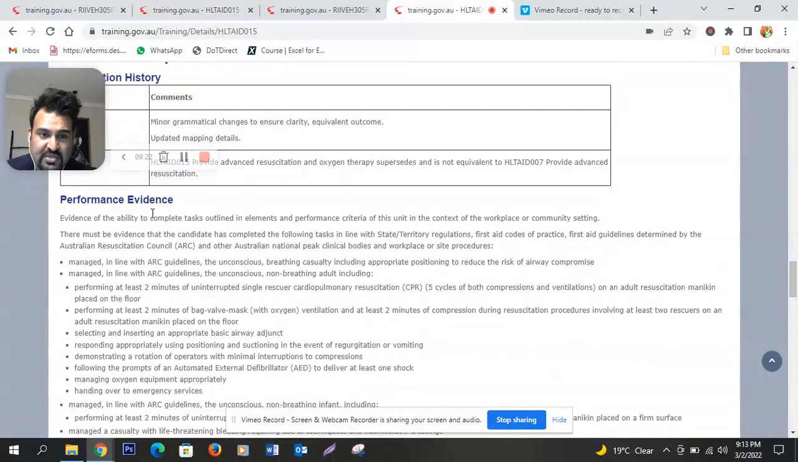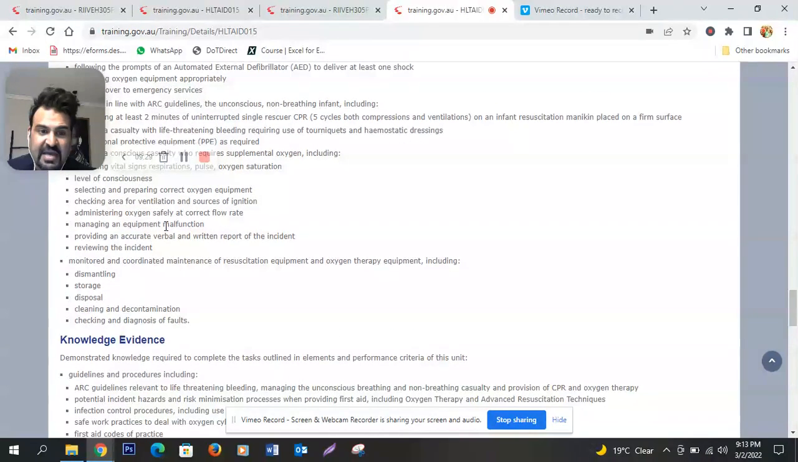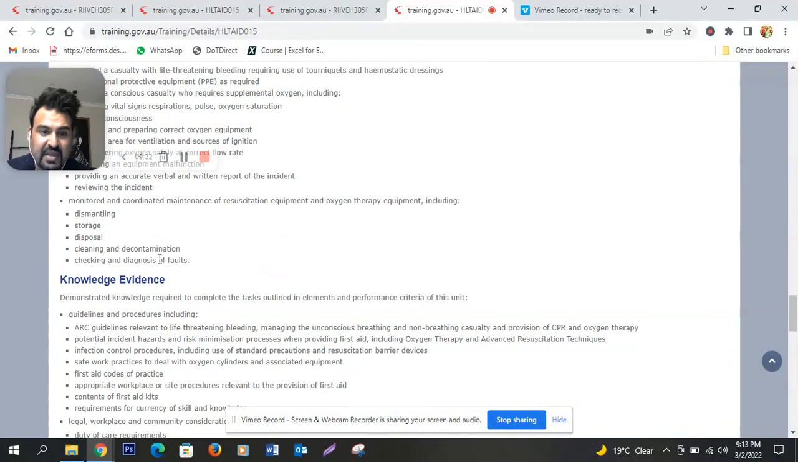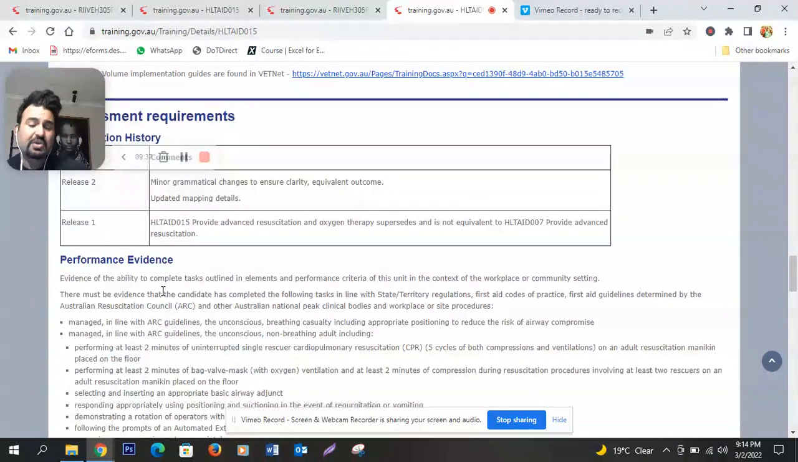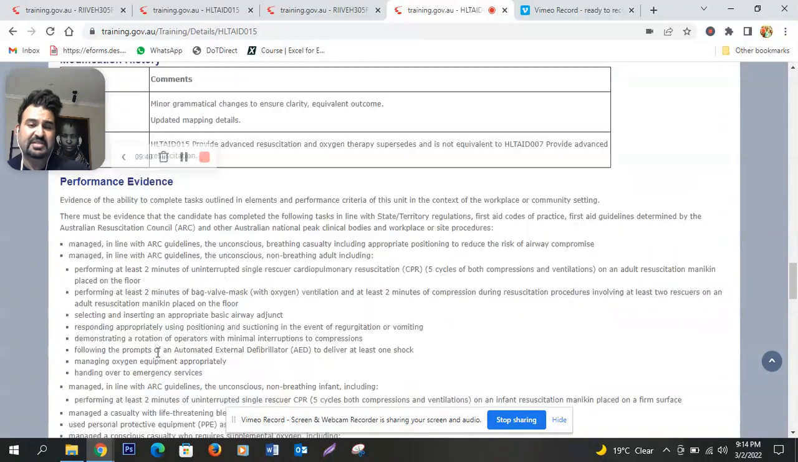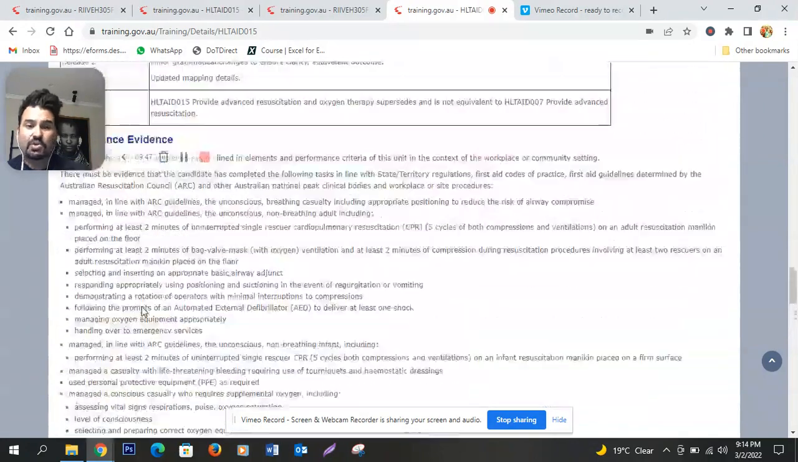Then, when you are doing performance evidence, normally it will be coming as different points. In the newer units, you will see that performance evidence and knowledge evidence are basically done in alphabetical order. In the older units, sometimes you see variation, but over the period of time, we see TGA is actually improving. They're doing a lot of things in sequence now.